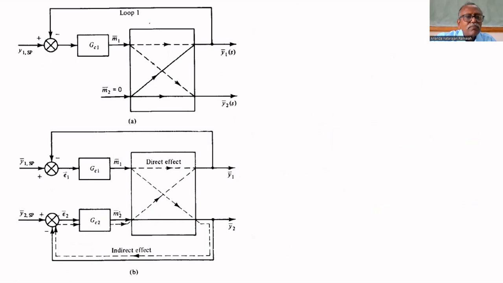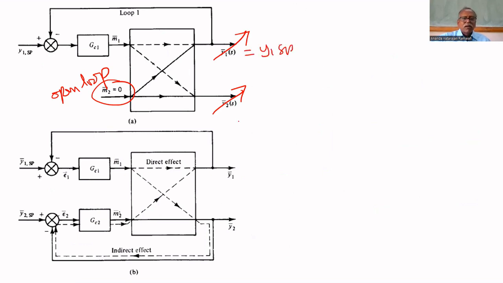Suppose let us assume that y2 is in open loop. At that time, if you control y1, what will happen? This m1 will deviate y1 and y2. Y1 will be brought back to the y1 set point, but y2 is in open loop, that's why it will be deviated. For y2, only the direct effect from y1 is there.